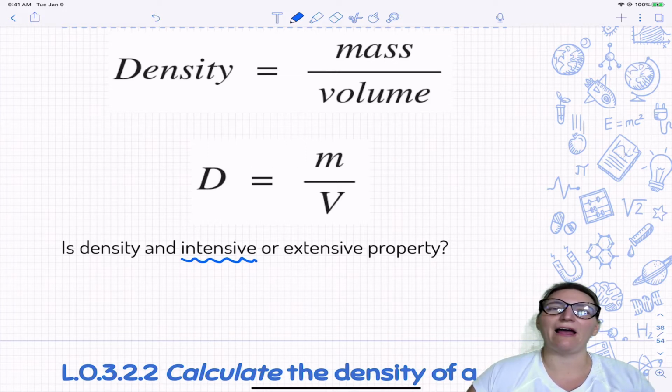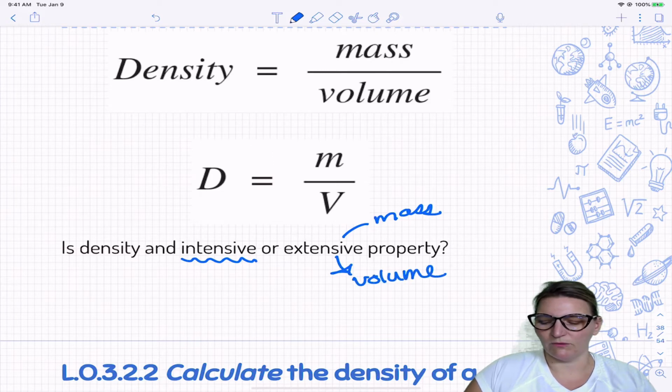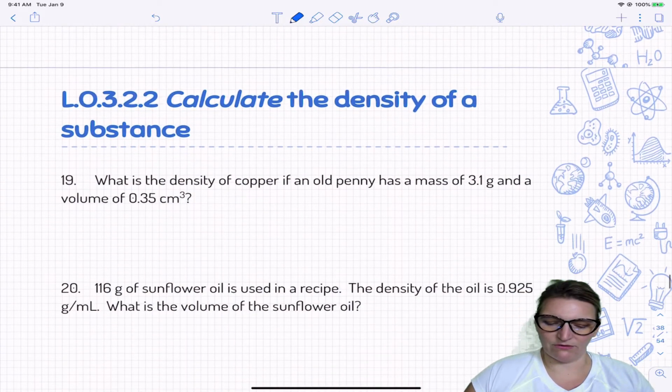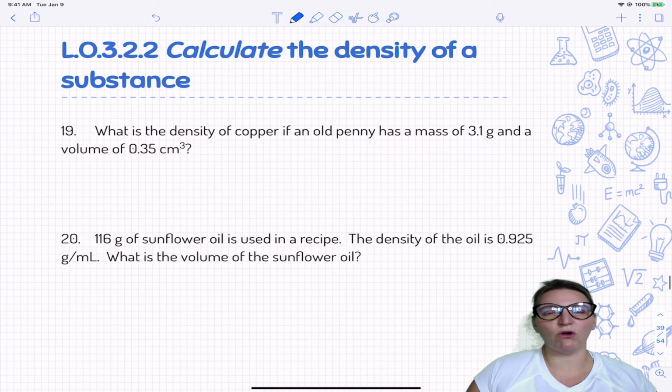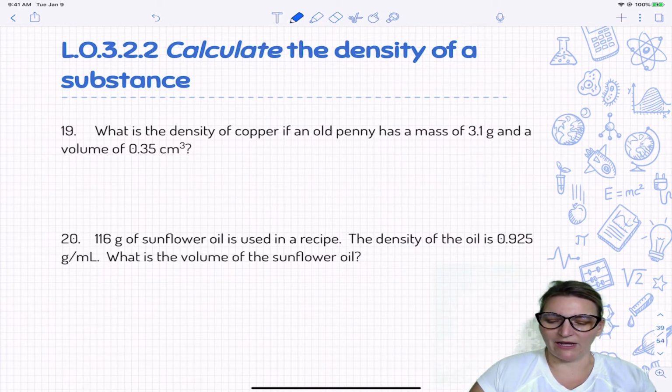Mixtures can have densities that would be different, but if we're talking about the density of a substance, that's an intensive property. It's kind of interesting because mass and volume are both extensive properties, but the ratio between the two is intensive. So we're just going to do a few mathematical problems using that density formula here. So sample question 19, what is the density of copper if an old penny has a mass of 3.1 grams and a volume of 0.35 centimeters cubed?